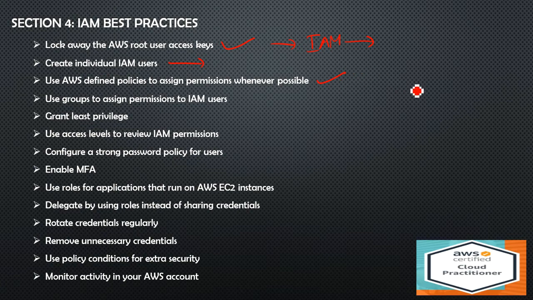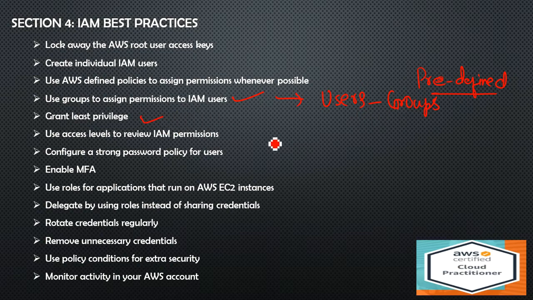Use AWS defined policies to assign permissions whenever possible. So you have tons and tons of policies that are predefined. This is what it is saying: use those policies instead of defining them by yourself. Use groups to assign permissions to IAM users. So instead of assigning permissions to the users, add the users to the group, and then assign the permission to that group. That is the best practice.